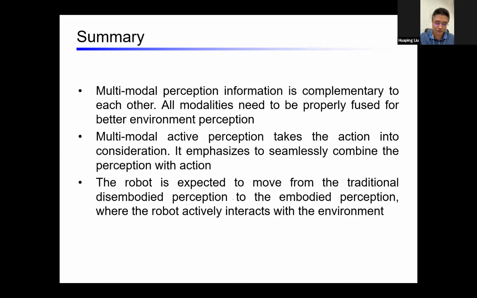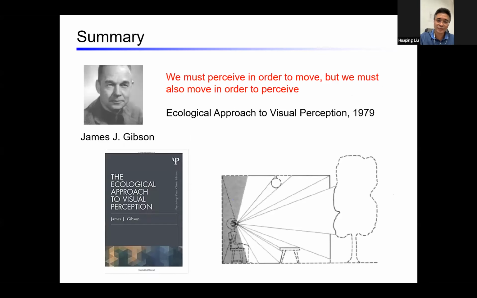In the future, the robot is expected to move from the traditional disembodied perception to the embodied perception, where the robot actively interacts with the environment. At last, I would like to use what the famous American psychologist James Gibson said to close this talk. He said, "We must perceive in order to move, but we must also move in order to perceive."